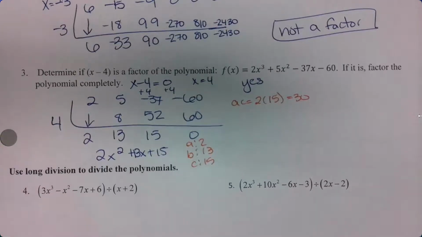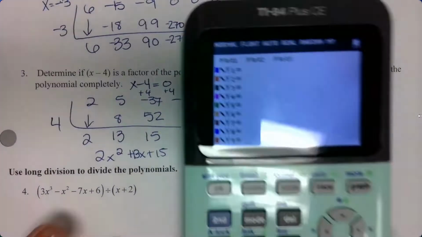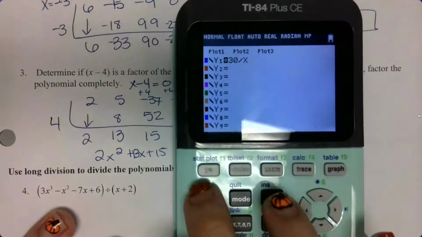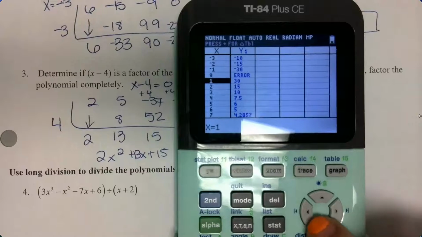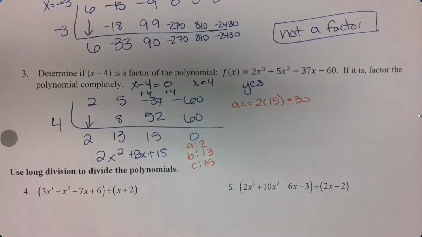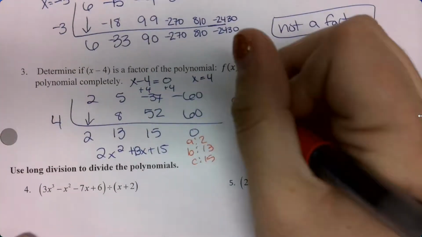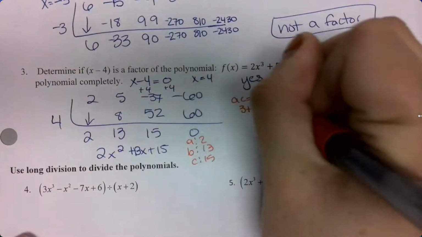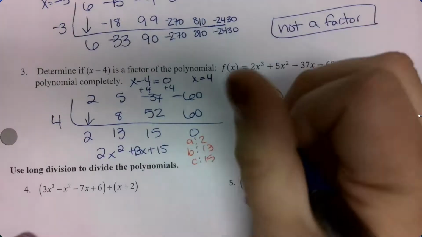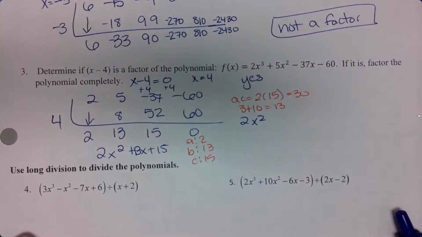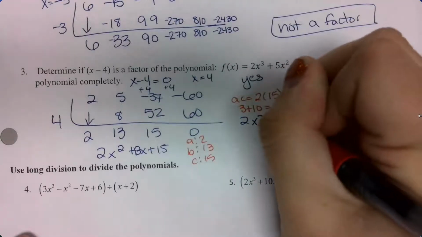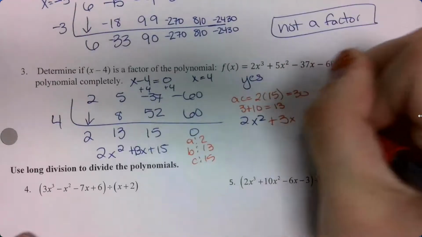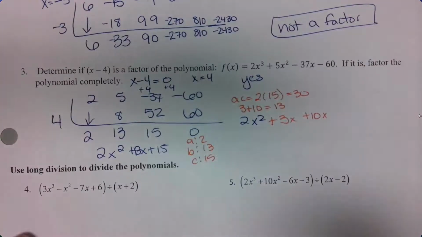I'm looking for 2 numbers that multiply to 30 that add up to 13. So if I wanted to check on my calculator, I can do 30 divided by x, and if I go to my table of values, I can scroll. I have 1 and 30, 2 and 15, 3 and 10 is what I'm going to use. So I'm going to split my middle up into 3 plus 10. I have 2x squared, and then instead of 13, I'm going to do plus 3x plus 10x, and then plus my 15.